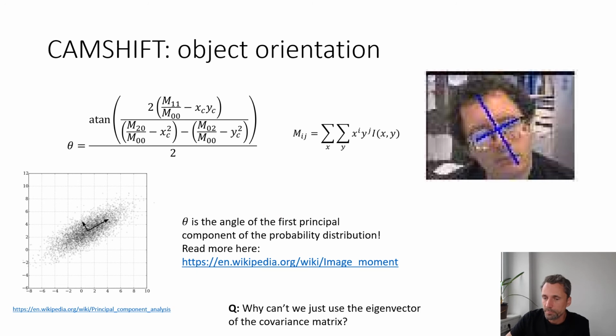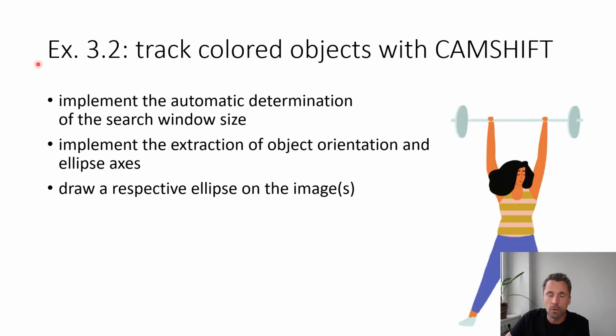Okay. Now your second exercise on the current assignment will be to implement this automatic determination of the search window, and implement also the extraction of the object orientation. And to show us that it worked, you have to draw an ellipse, whose main axis and orientation is determined by those two parameters.